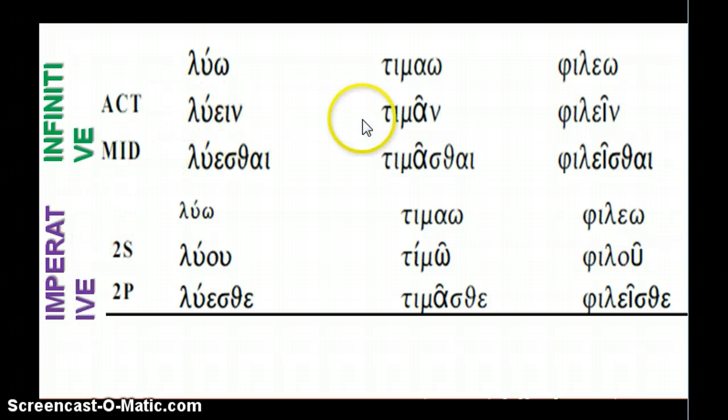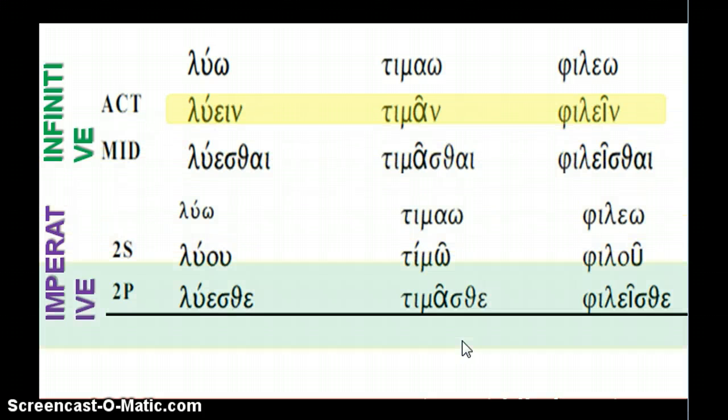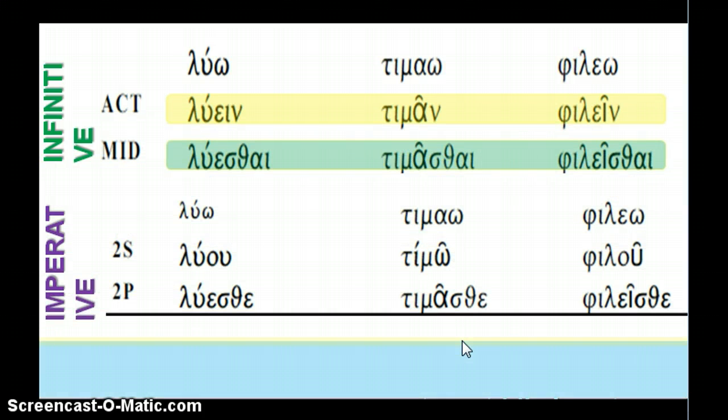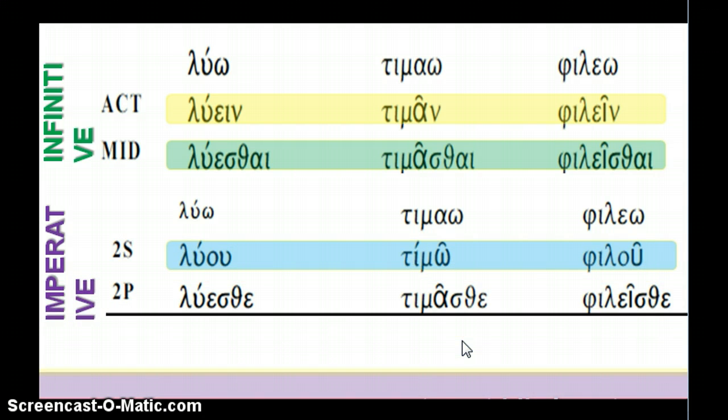Now notice the active infinitive, as we remember, is very straightforward, the ein ending. The middle passive present infinitive is esthai. And of course the contract would be asthai, and then eisthai for the epsilon contract. Now for the imperative, how you give commands, it's not lue, it's lu, leu, leusthe, timo, timasthe, philou, phileisthe. The middle passive is a totally different construction based on the present. So when you memorize it, you should be memorizing across the board. This will be on the quiz.